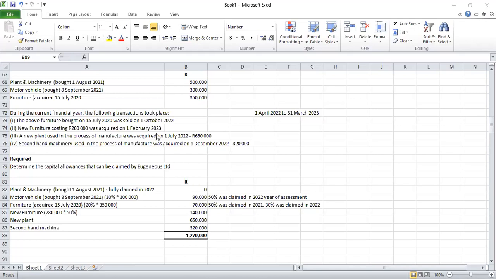This was bought on 1 March 2023. Our year is ending on 31 March 2023. So we used it for 2 months, but as long as it's a small business corporation claiming a Section 12E deduction, then that issue will not be applicable. Right.